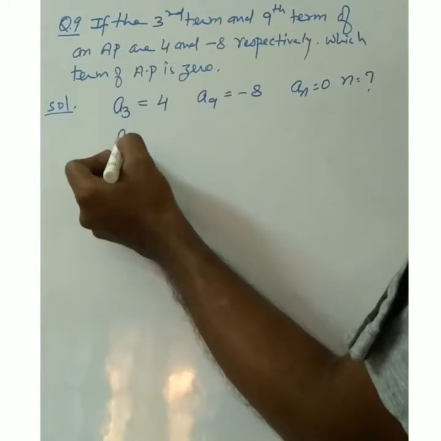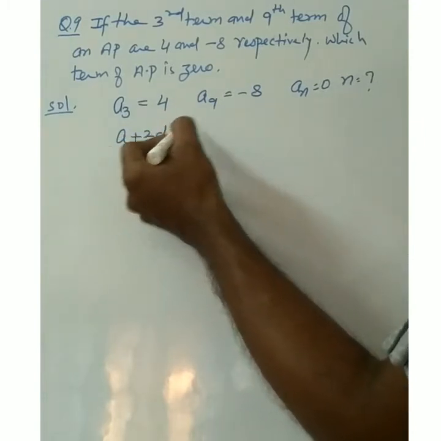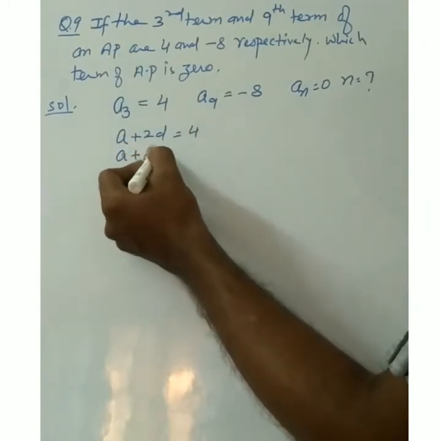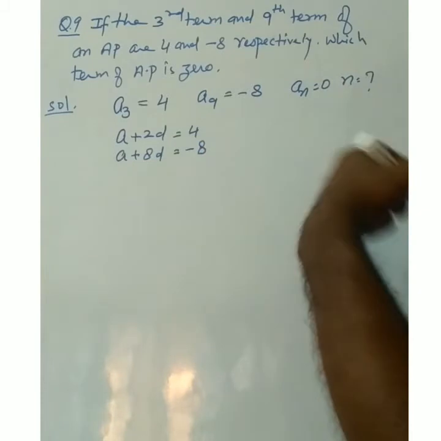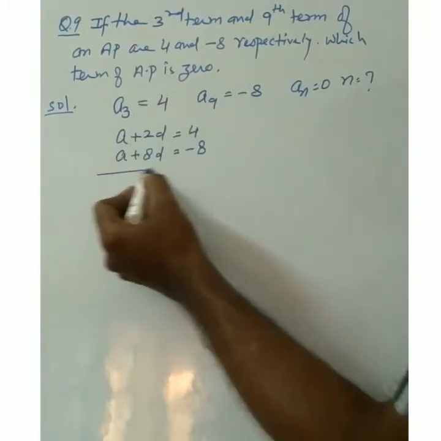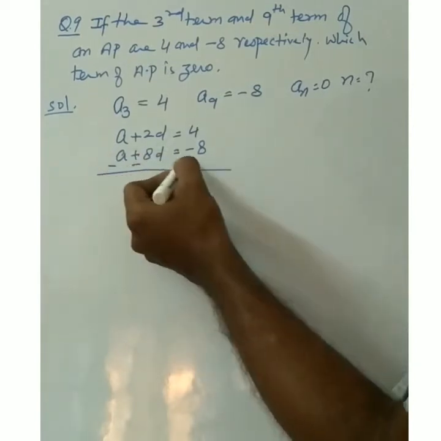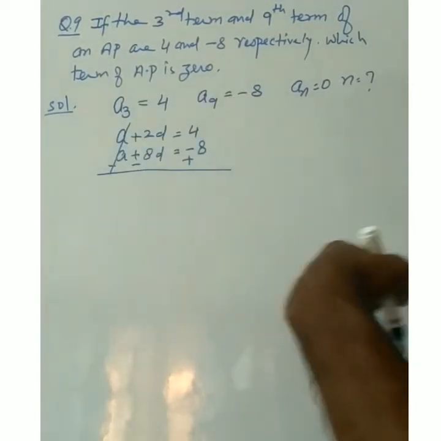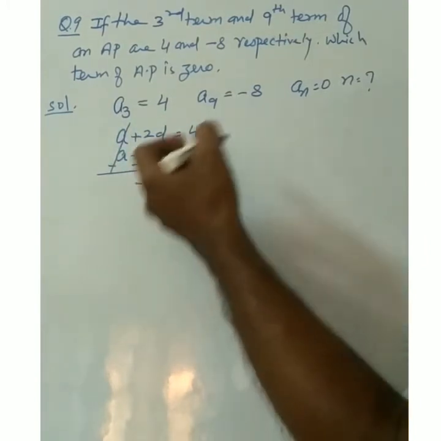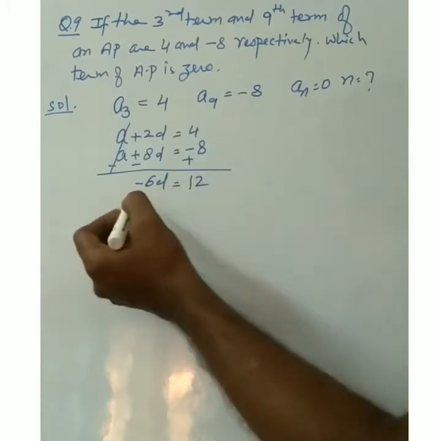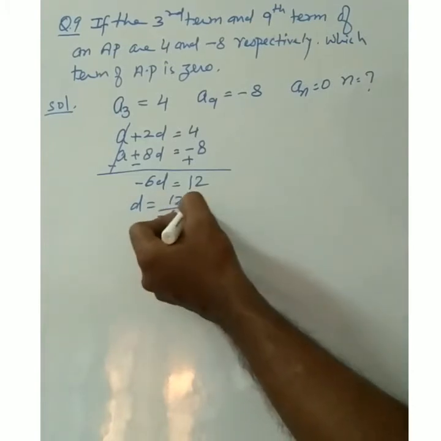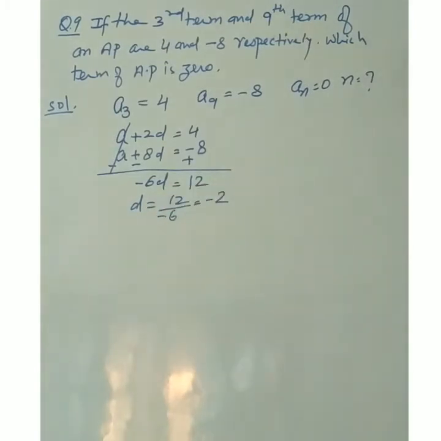A3 formula is A plus 2D. A9 formula is A plus 8D. These are the two equations here. We have to solve these equations. Subtract these two. This is cancelled. 2 minus 8 is minus 6, 8 plus 4 is 12. So D equal to 12 upon minus 6, which is equal to minus 2.